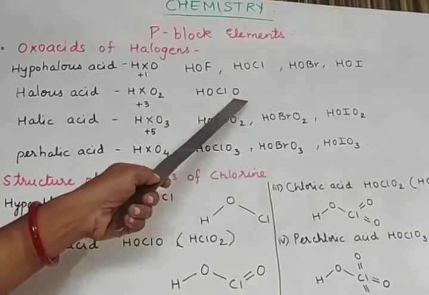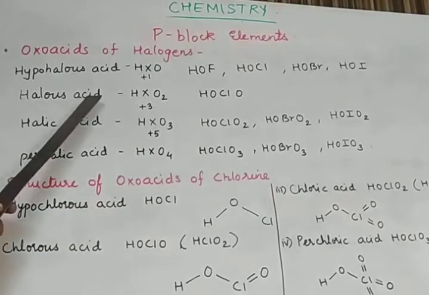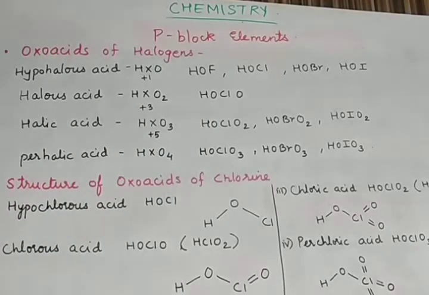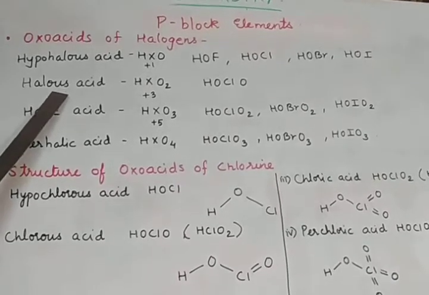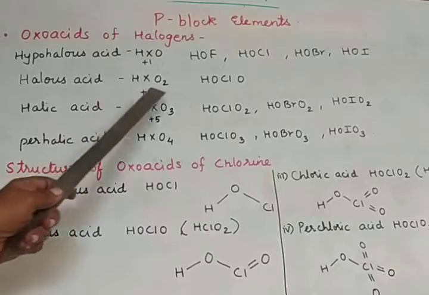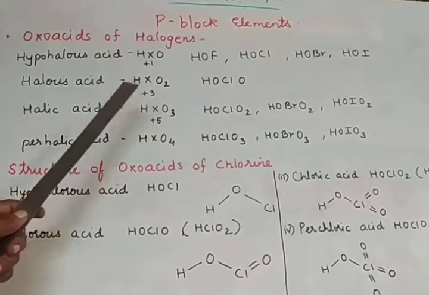For this type we have only one example, HOClO. This acid will be called chlorous acid. Only chlorous acid, because this is of the type halous acid. It will contain Cl in the +3 oxidation state. Only one example we have.